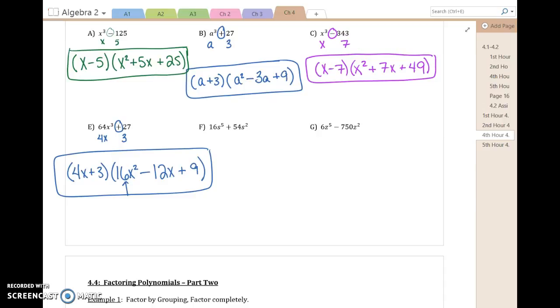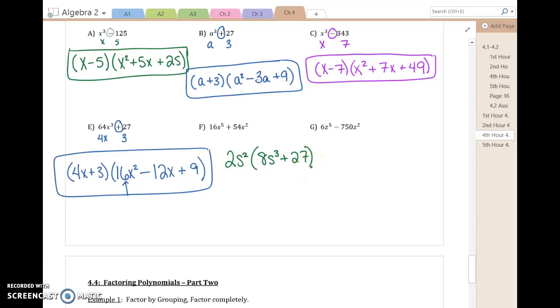Okay, what you might notice about F is that 16 and 54 are not perfect cubes. s to the 5th is also not a perfect cube. So in F, what do these two terms have in common? They definitely have s to the 2nd in common, and they're both even, so we can divide them both by 2. 16 divided by 2 is 8. 54 divided by 2 is 27.